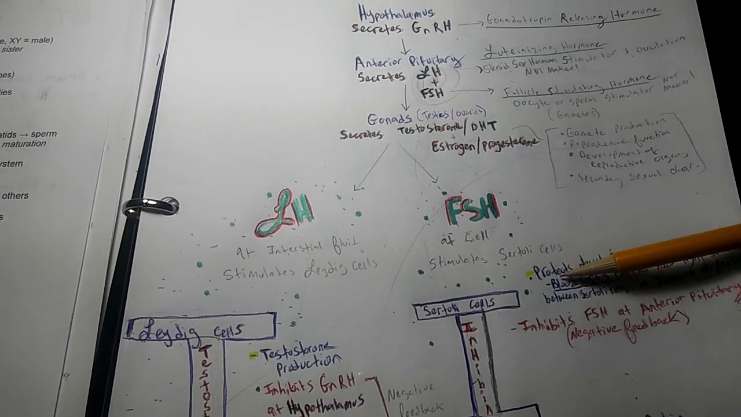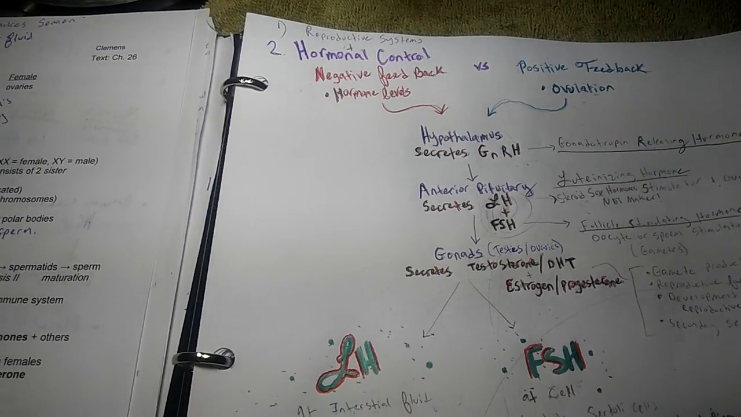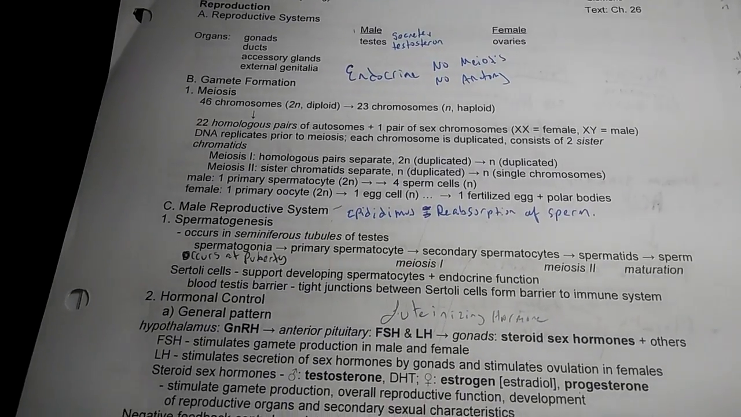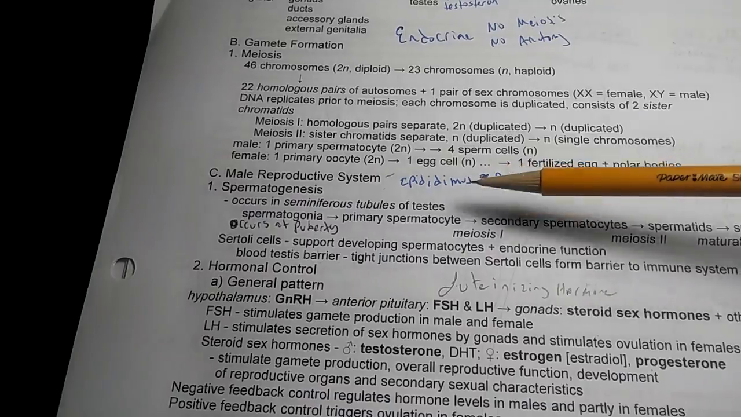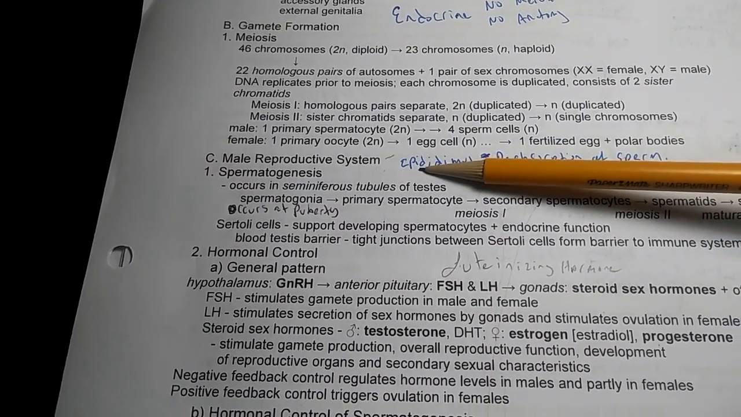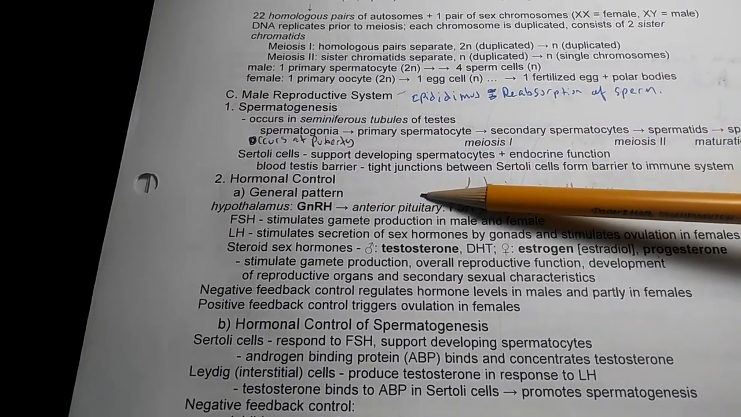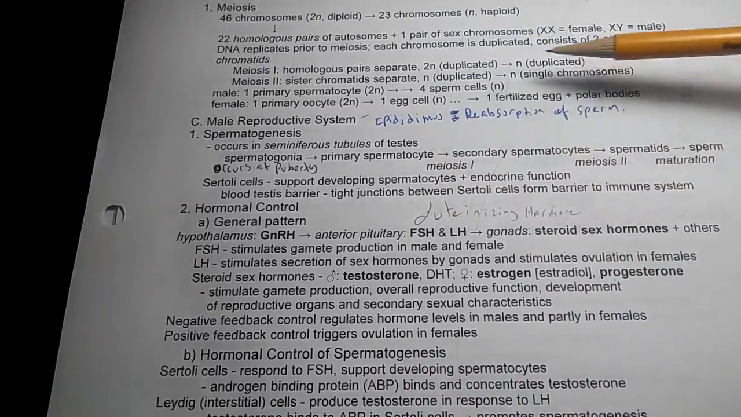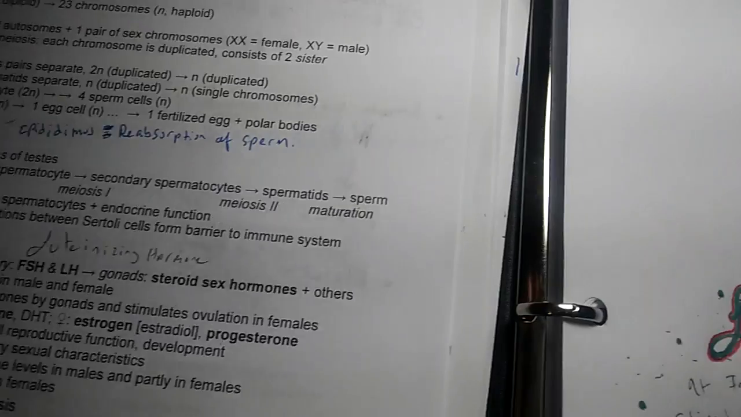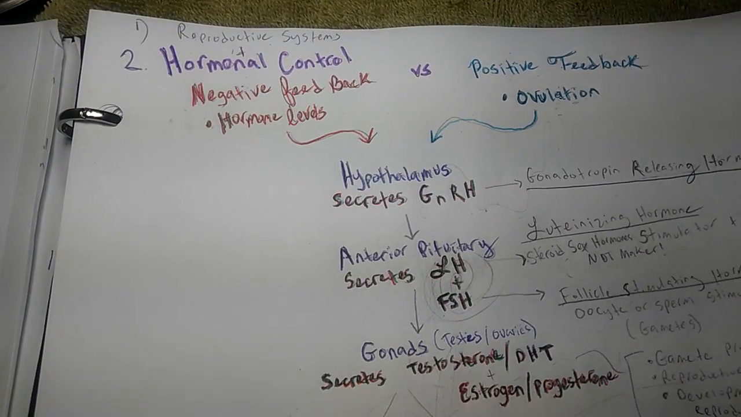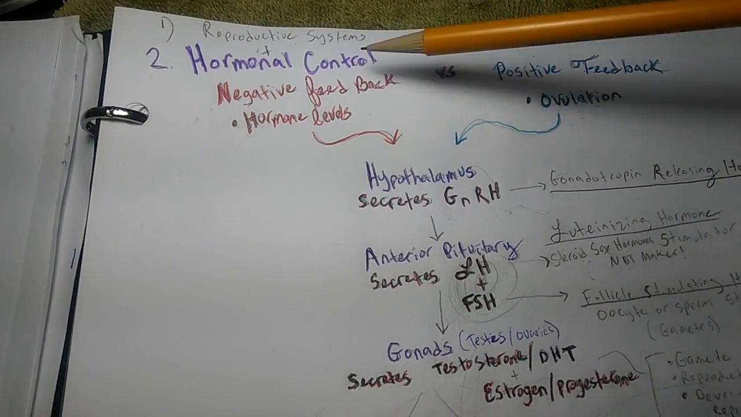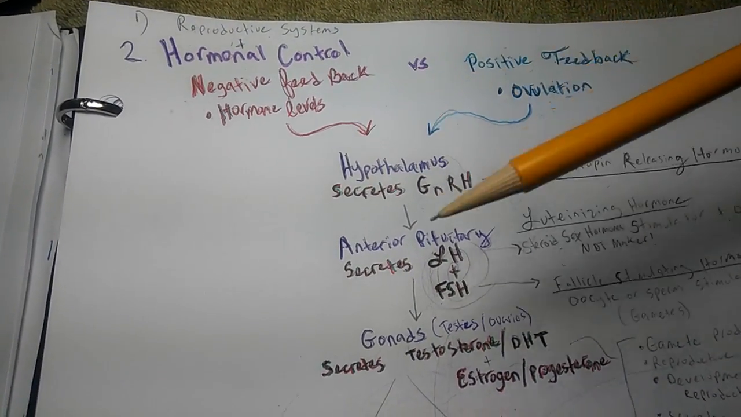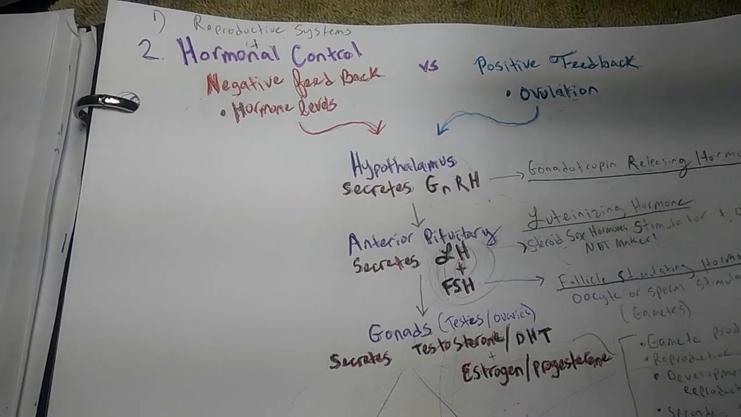Reproductive diagram for physiology. This will take care of the outline, from the male reproductive system all the way through the hormonal control. You can go ahead and pause this video or follow along, and we'll take care of it in diagram form. So, the reproductive system and hormonal control.